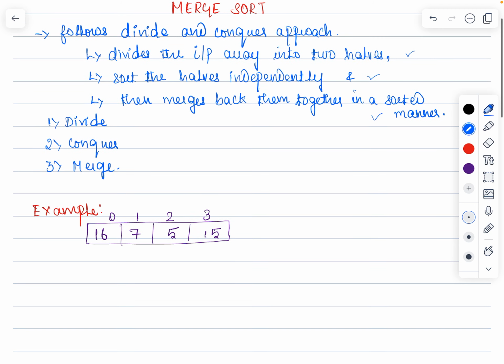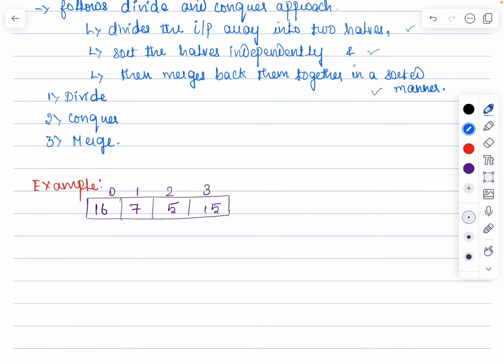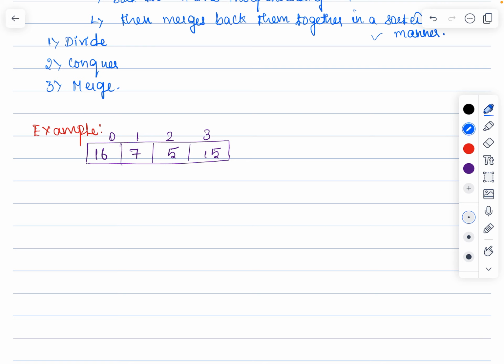So let's take one example. Let's have an unsorted array. This is the example given here. If you look at the example here, it is an unsorted array, and it has n elements. Here the n value is 4, so totally 4 elements are there in the array. So let's solve it using the divide and conquer strategy.